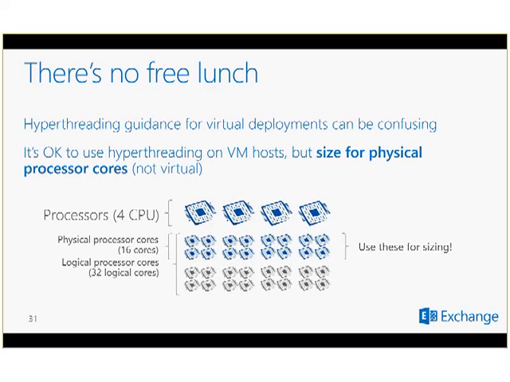So in the example I have here, I have 16 physical processor cores. There's 4 CPUs, 4 cores each. That gives me 16 physical processor cores. If I turn hyperthreading on, I see 32 logical processor cores. I want to use those 16 physical cores for sizing. The 32 are a bonus. They give me some percentage of additional CPU throughput, but I can't always rely on that additional CPU throughput, so it's not available for sizing. That's the key.